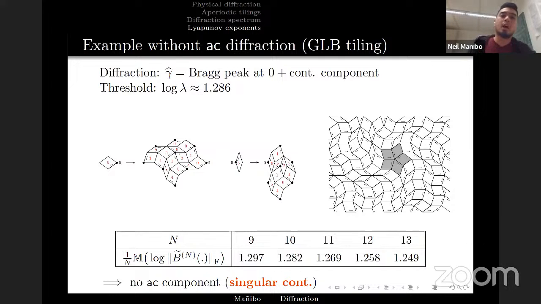And one corollary, or one result which we can derive from that criterion, is that it is actually true that the diffraction coming out of this tiling doesn't have an AC component. It's very important because that problem was posed in 1992, and since then there hasn't been an example of a higher dimensional tiling which doesn't have AC spectrum, apart from the ones which are pure point. So this is the first example of a two-dimensional tiling with singular continuous spectrum.